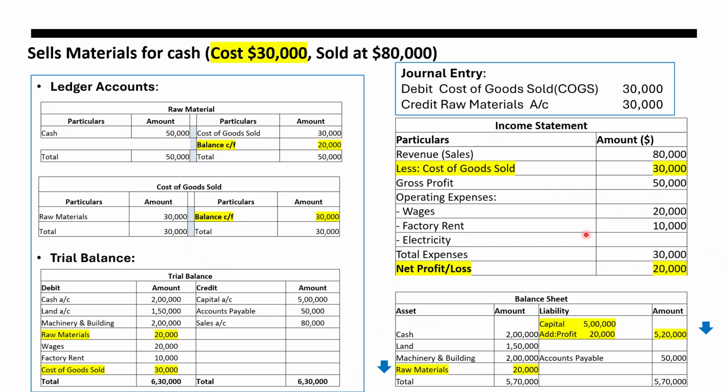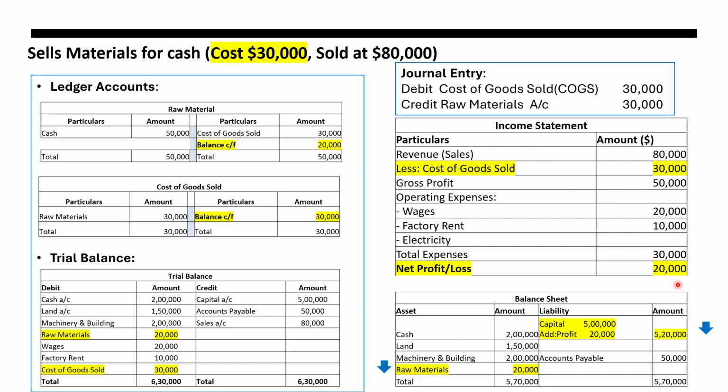In the income statement, the cost of goods sold is an expense, so it has to be reduced from our sales revenue. Sales revenue is 80,000, and the cost related to the sales, which is the cost of goods sold, is 30,000, giving rise to a gross profit of 50,000. Then we have other operating expenses that we have paid, like wages, factory rent, which have to be reduced. So the net profit is 20,000.